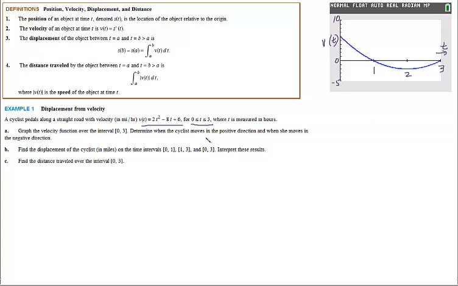Alright, determine when the cyclist is moving in the positive direction. Well, that's when the velocity is positive, so it's in the positive direction. So I'll just write positive direction.